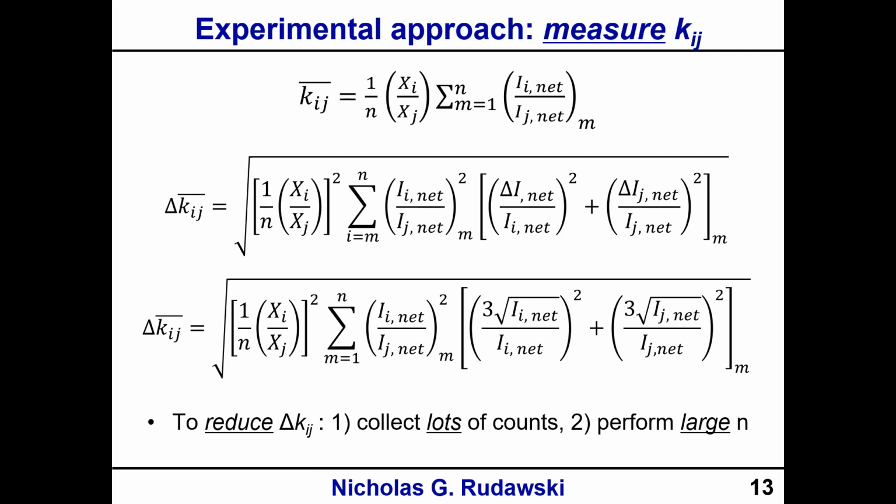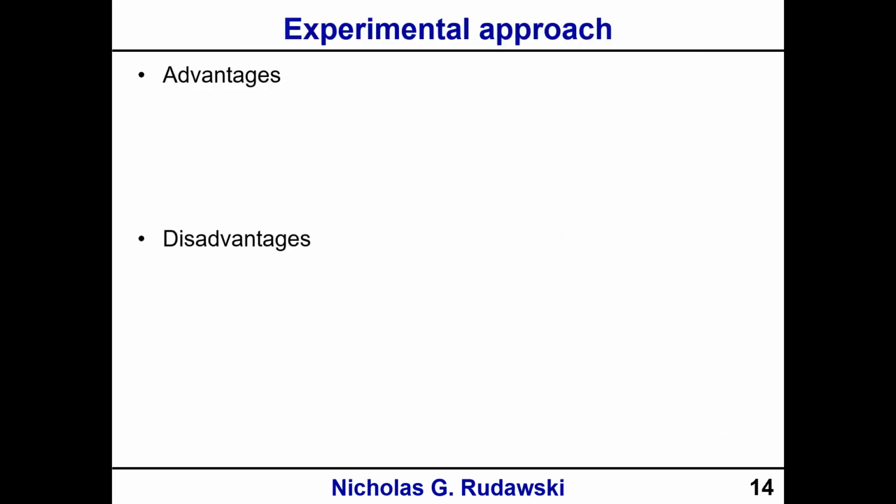So collect a lot of counts, get a lot of counts in your peak. You might need to count for a long time, especially if your standard has a ratio that's not particularly close to 1, where one is much smaller than the other. The other thing you need to do is a lot of measurements, because we have the 1 over n term there. So that also helps you out. So you collect a lot of counts in your peaks and you perform a large number of measurements. That's the experimental approach.